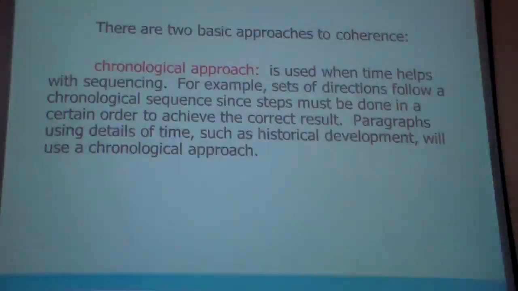Yes, according to time. So, it is used when time helps with sequencing. Sequencing means ordering. When you use it according to time, for example, sets of directions follow a chronological sequence since steps must be done in a certain order to achieve the correct result. Paragraphs using details of time, such as the historical development of any era, for example, will use a chronological approach.